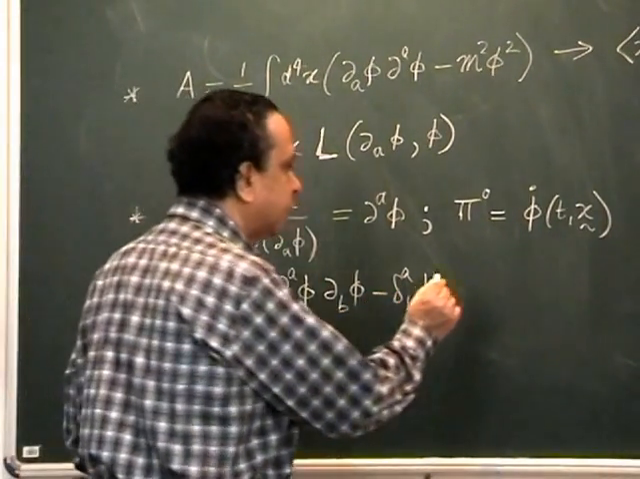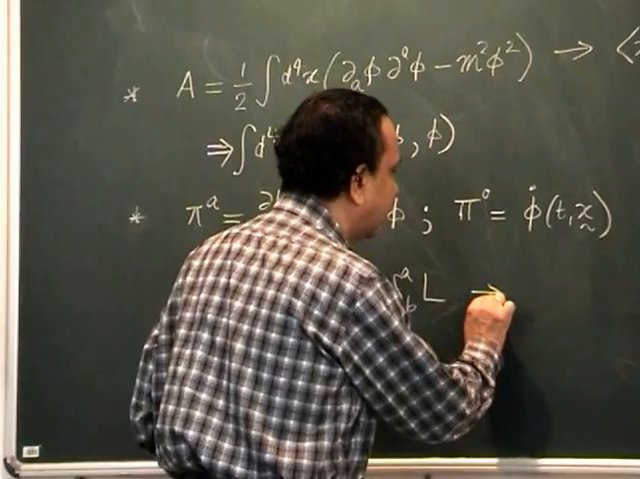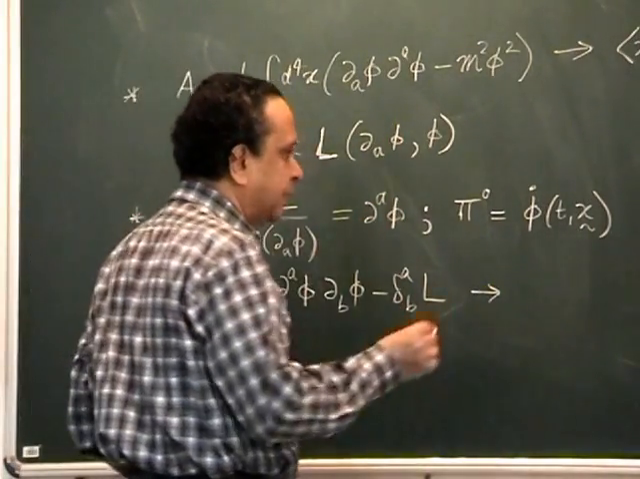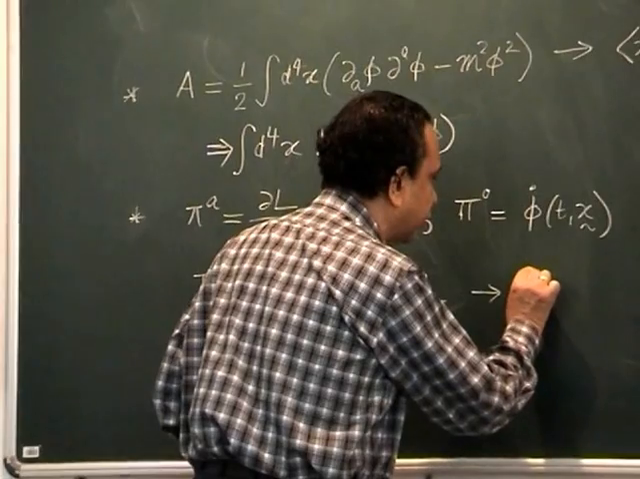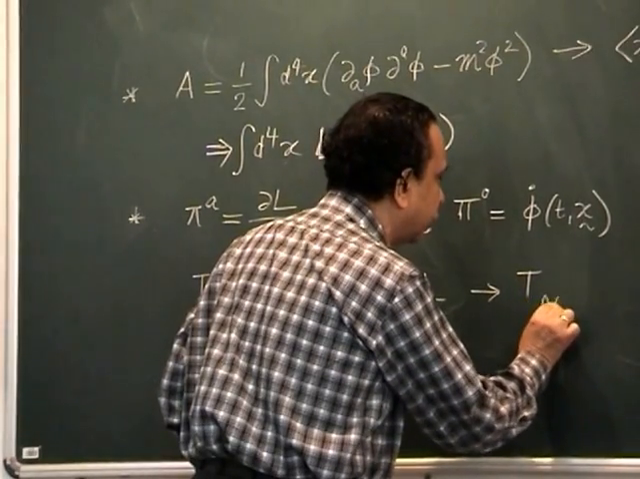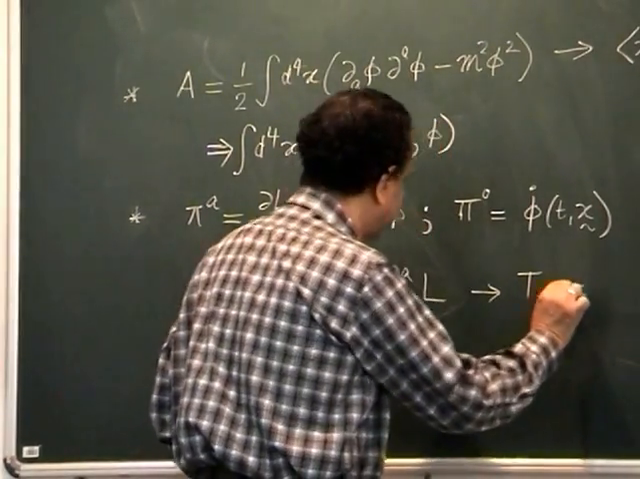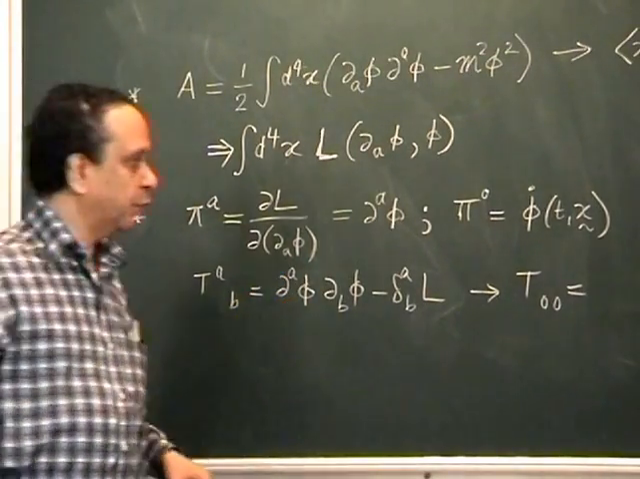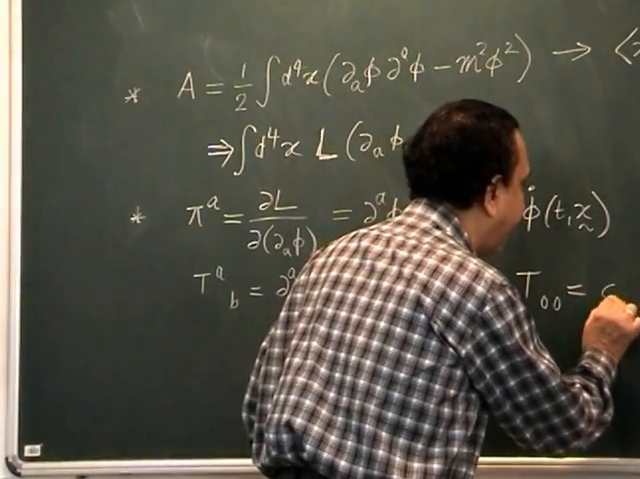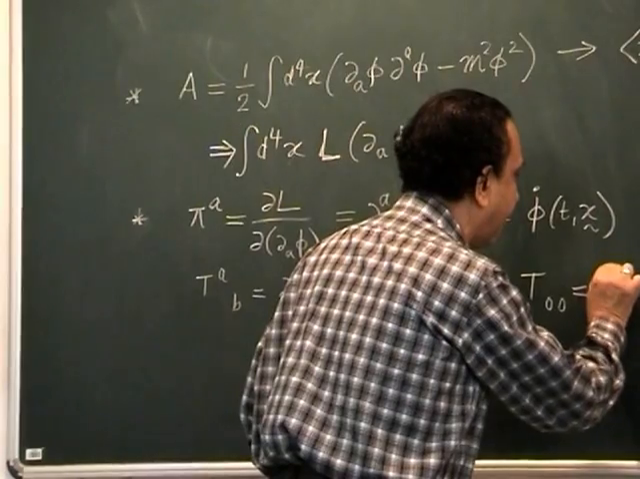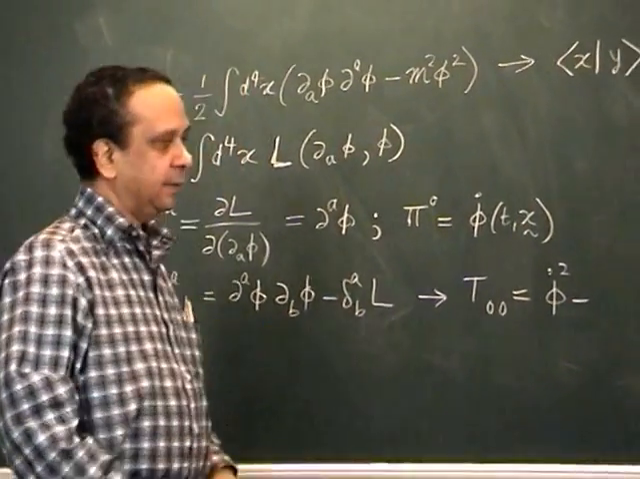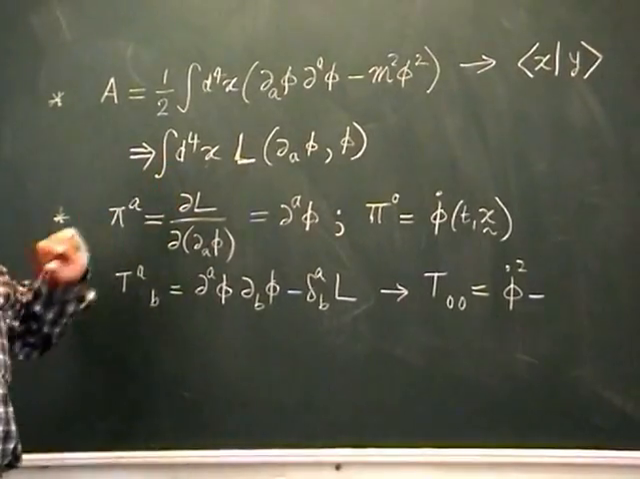So let us look at the 0 component of it. With the signature which we are using, it doesn't matter which one we look at. So let us look at T00, for example. If I look at T00, you are lowering this, so you get a phi dot square, then minus the Lagrangian. So let us look at this Lagrangian again.